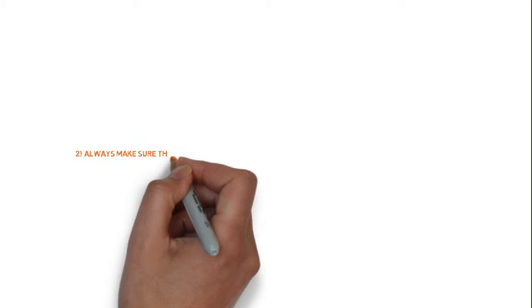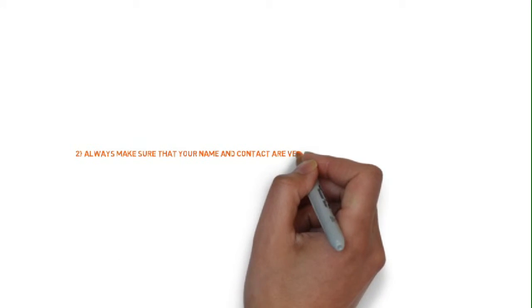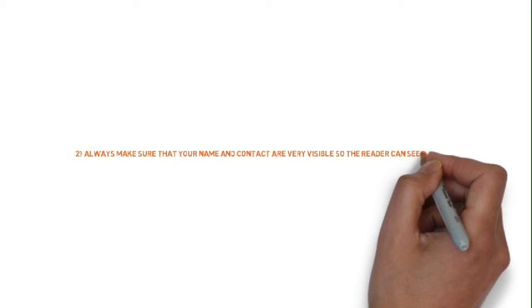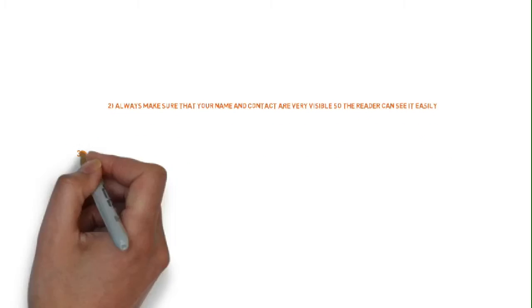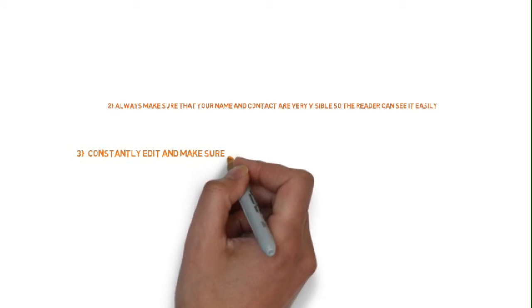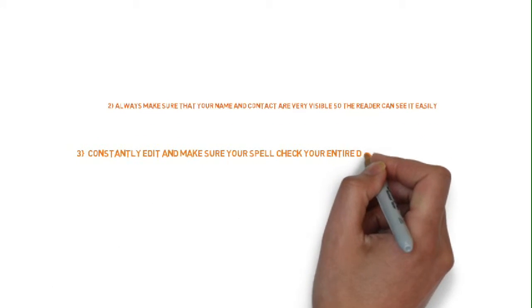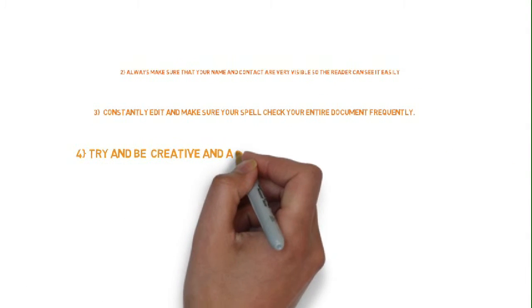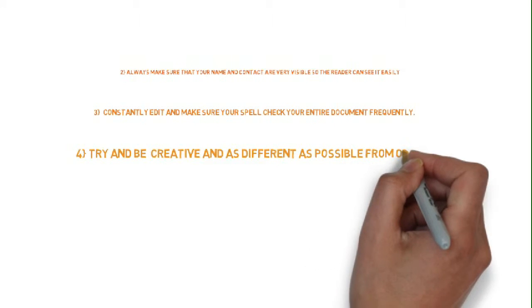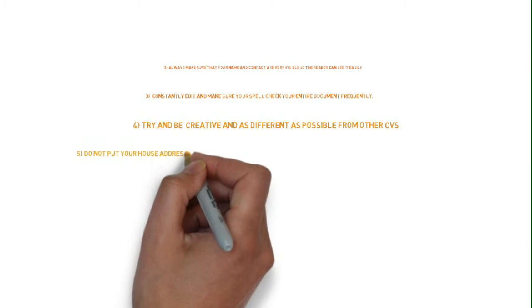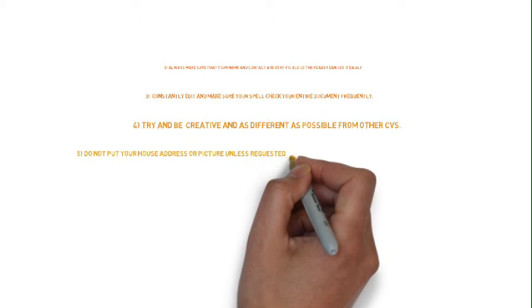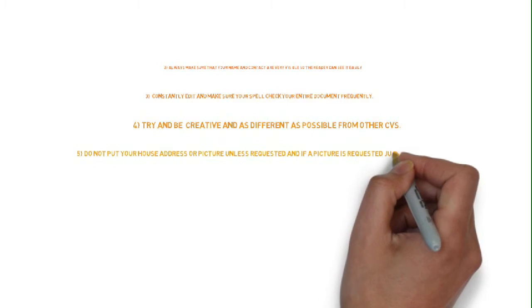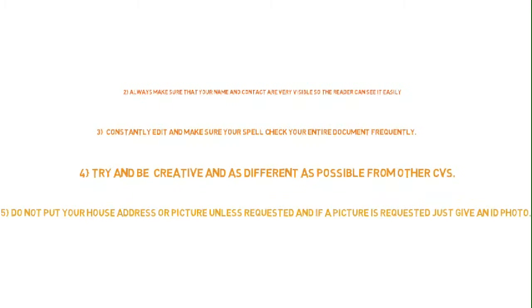2. Always make sure that your name and contact are very visible so the reader can see it easily. 3. Constantly edit and make sure you spell check your entire document frequently. 4. Try and be creative and different as possible from other CVs. 5. Do not put your house address or picture unless requested. And if a picture is requested, give an ID photo.